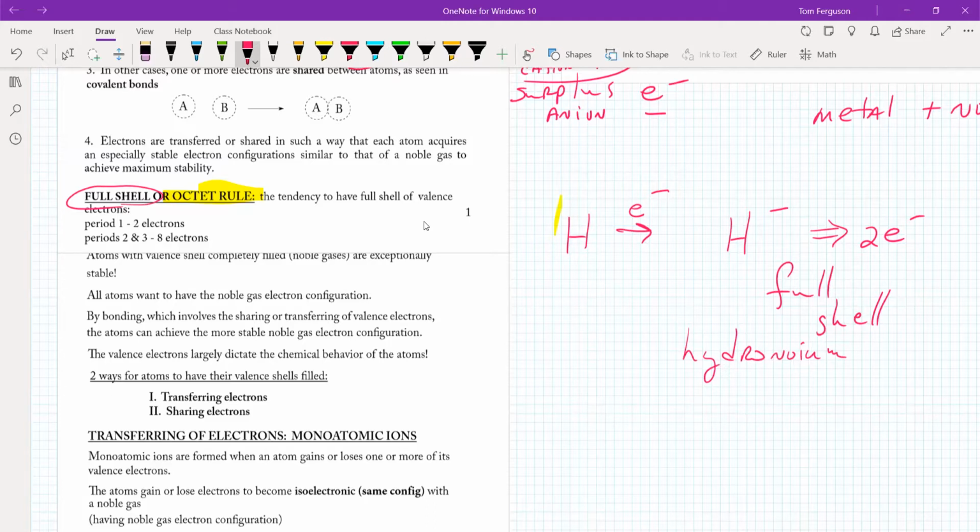Okay, so again, the idea is gaining or losing electrons to emulate the noble gases or a full shell. So whenever you see that octet rule, think in your mind, it's not really octet rule, it's really full shell. Does that make sense? Yes, thank you. Okay. All right.